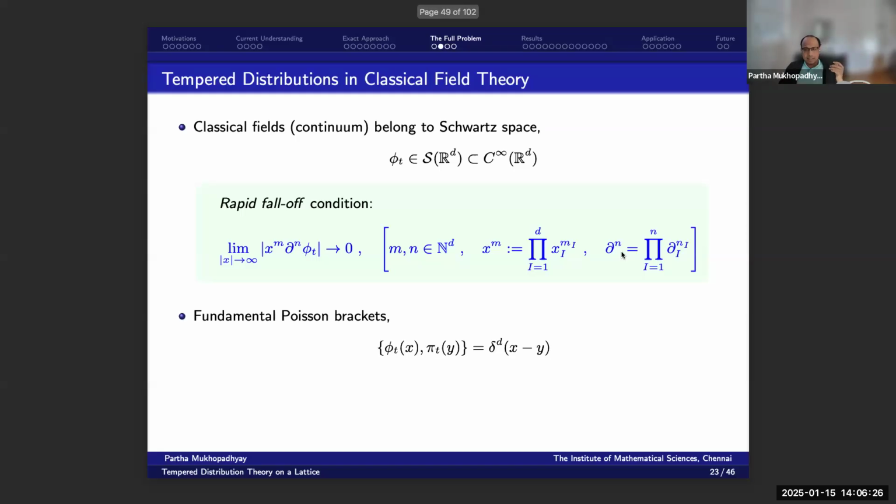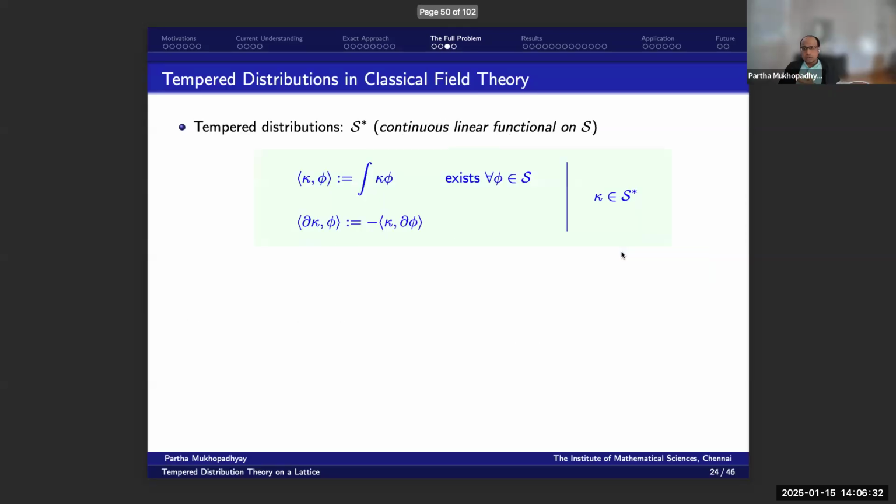The next ingredient is that the fundamental Poisson bracket is the Dirac delta function, and therefore we have distributions. So you need the entire distribution theory in order to do the calculations in classical field theory. And let me just briefly tell you what distributions are, like the Dirac delta function.